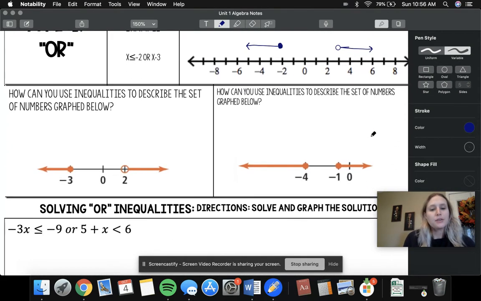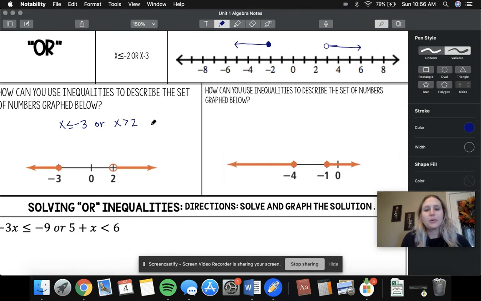Then we have two graphs, and we are going to describe the set of numbers that are graphed, and we're going to write an inequality for it. For this one, x is anything that is smaller than or equal to -3, or we have this second inequality that says x could be anything that is bigger than 2.